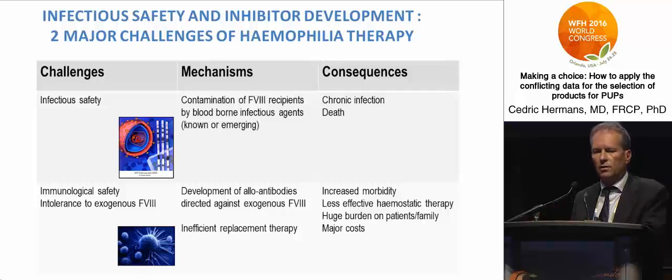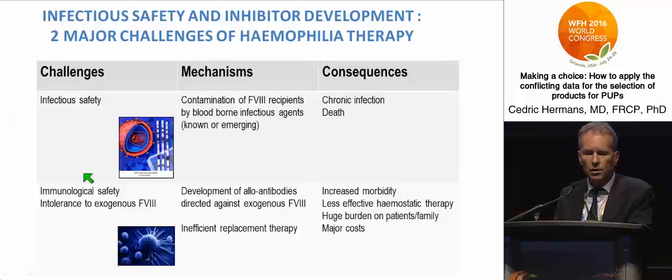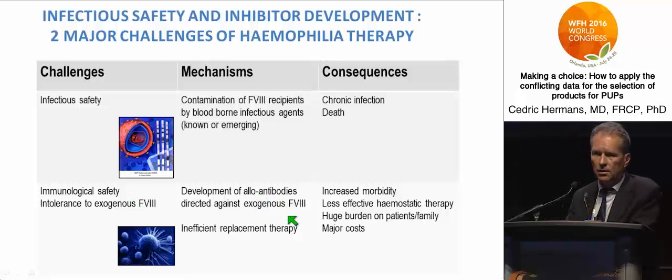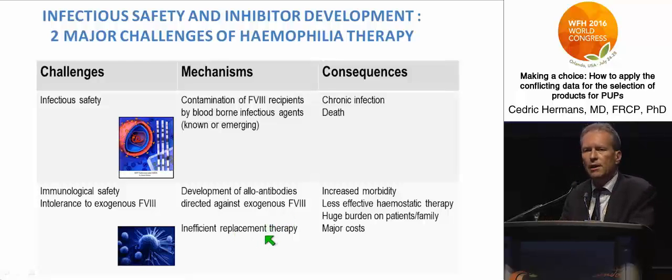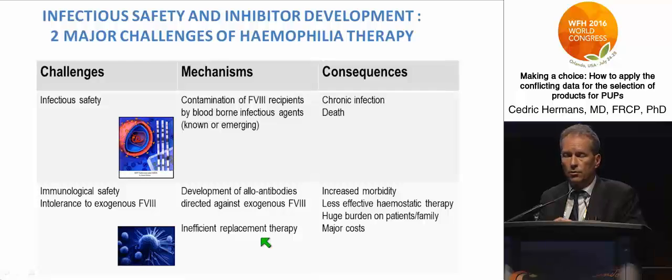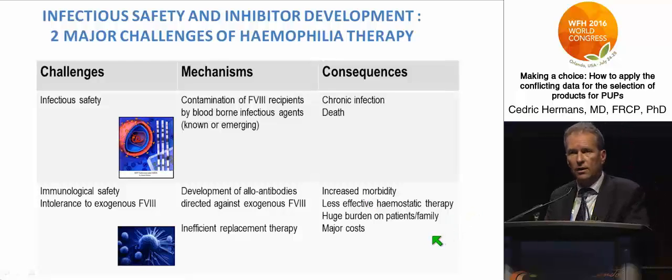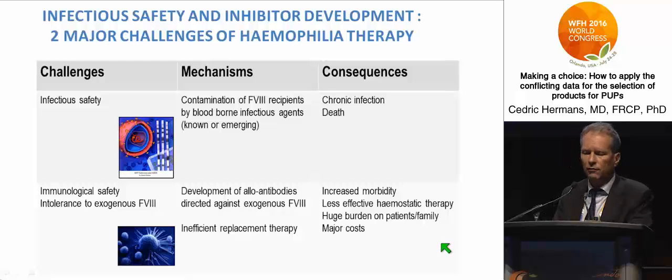That can result in chronic infections and even death, and the story is there to remind us of this. There is also a risk to immunological safety, I mean intolerance to exogenous factor VIII, with the development of alloantibodies directed against exogenous factor VIII, which will render replacement therapy more or less, or most of the time, totally inefficient. And you know the major consequences: increased morbidity, less effective replacement therapy, hemostatic therapy, a huge burden for the patients, the family, and major costs.